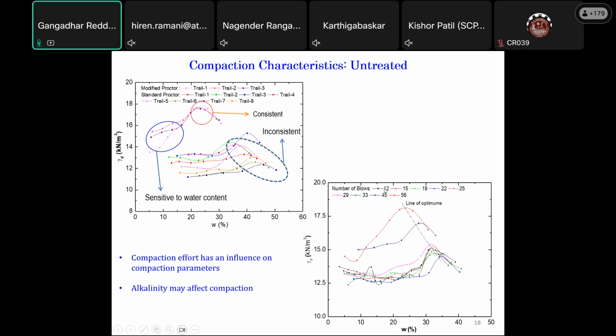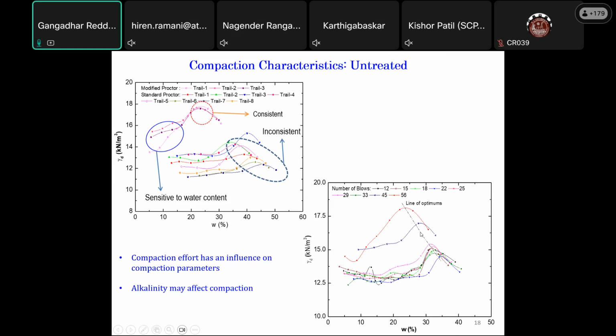I have changed the number of blows from 15 to 46, so that these are from below the standard Proctor to near the modified Proctor. Initially you can see there are about 5 to 6 curves in this range. There was a clear indication that till 45 number of blows of energy, there is no change in either OMC or MDD. Most of the time they were falling in this range only. But with the increase of energy, I can see an increase in the maximum dry density and a reduction in the water content.